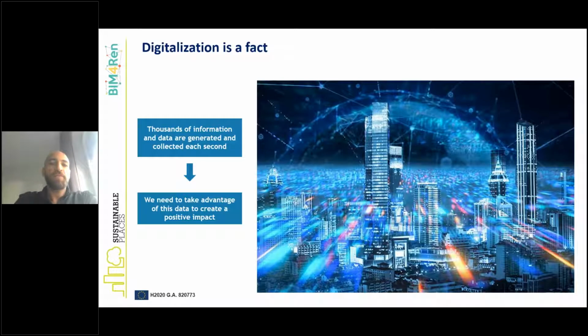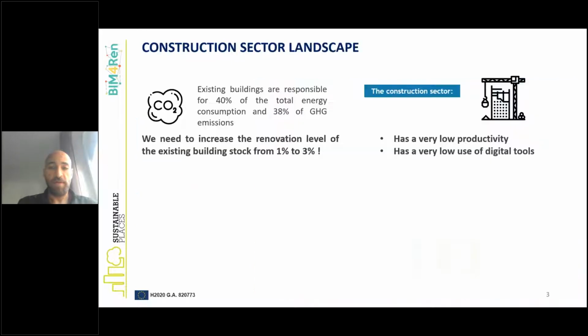As you all know, digitalization now is a fact, so we cannot escape from transforming our industry into a digital form, because thousands of pieces of information are generated, and we have a big challenge to transform the information that we collect into useful impact in society.